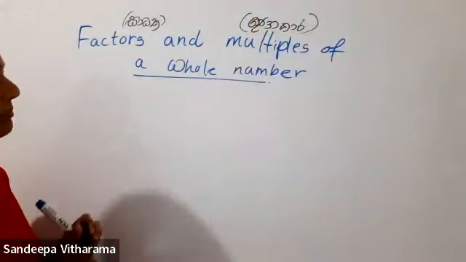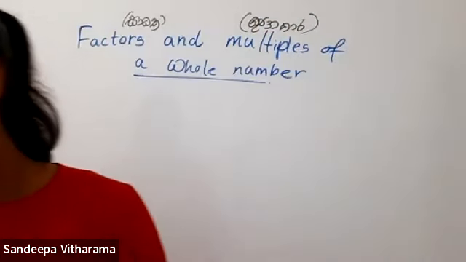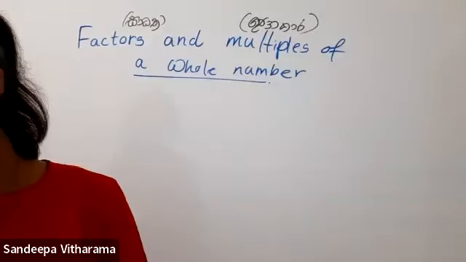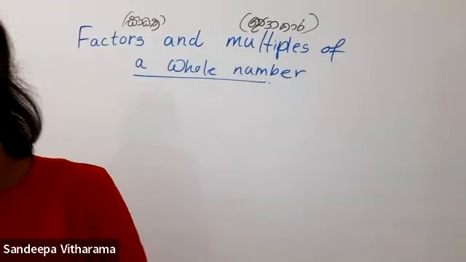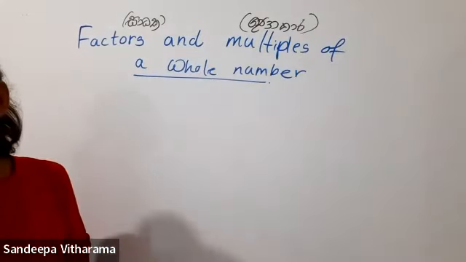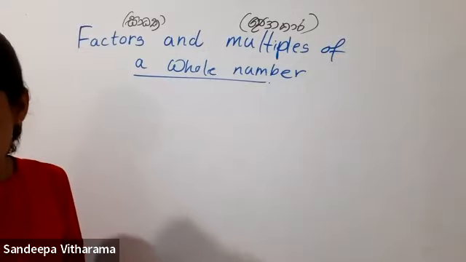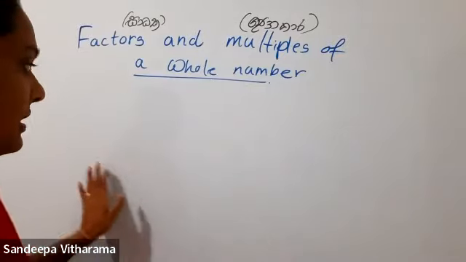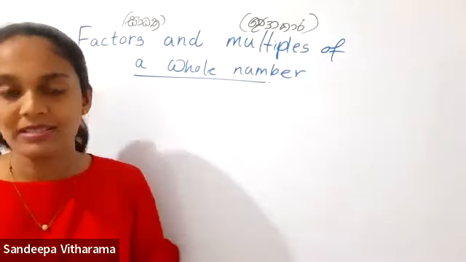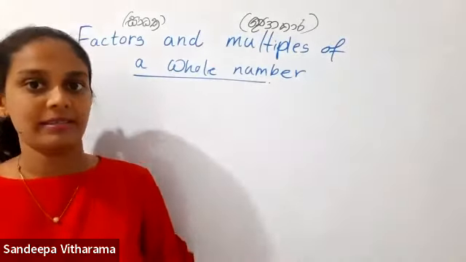Factors and multiples of a whole number. Okay, then how do we remember what are the factors and what are the multiples separately, okay? Here I will explain this using a particular sentence. I'm going to put a sentence to make it.